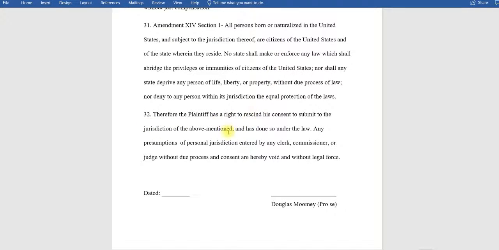Therefore, the plaintiff has a right to rescind his consent to submit to the jurisdiction of the above mentioned and has done so. Any presumptions of personal jurisdiction entered by any clerk, commissioner, or judge without due process and consent are hereby void and without legal force.